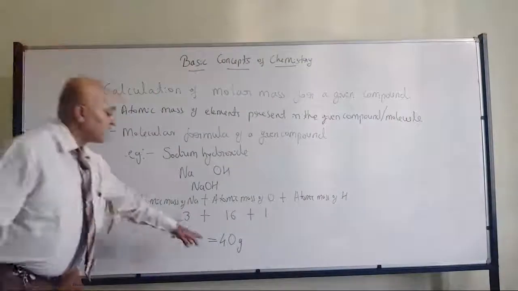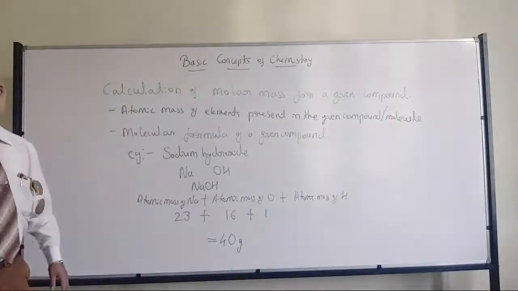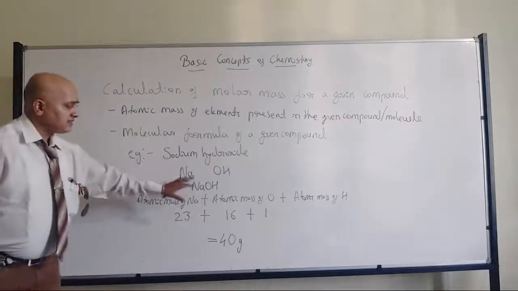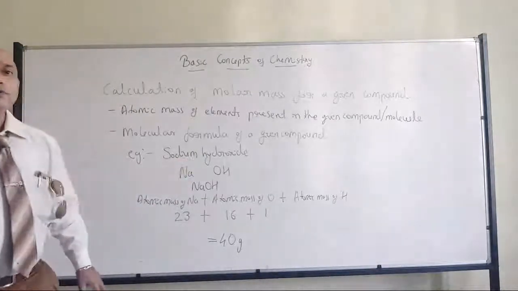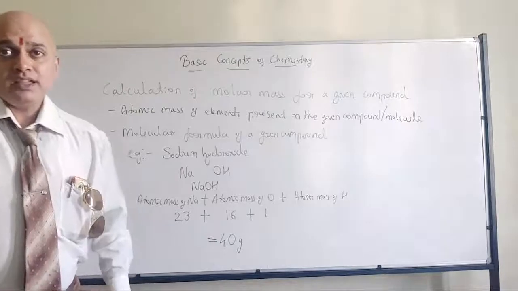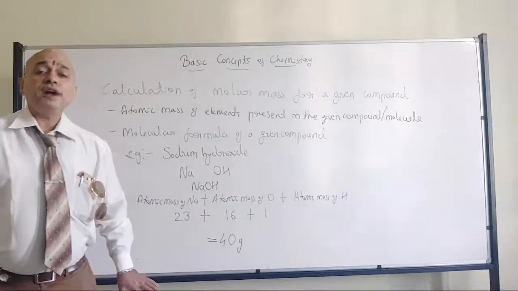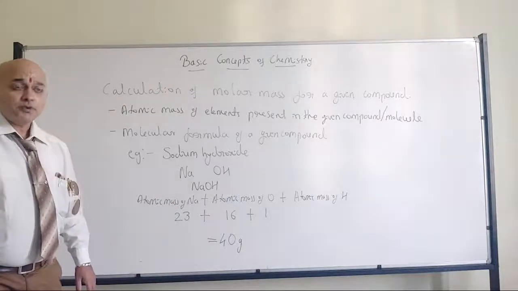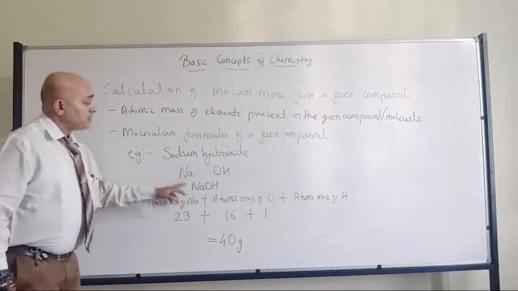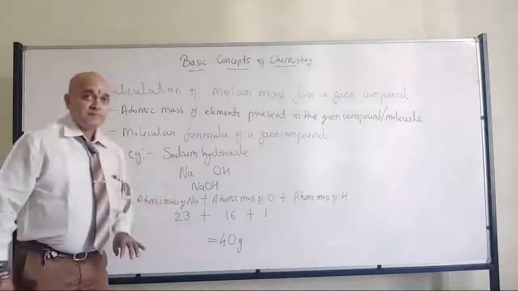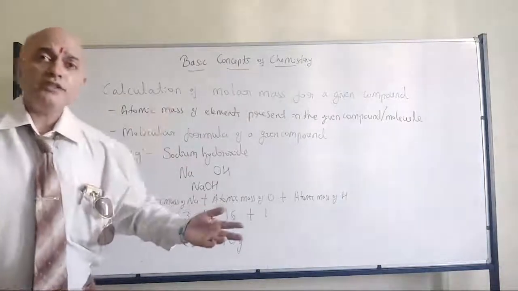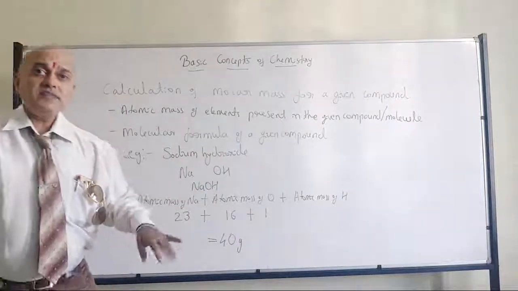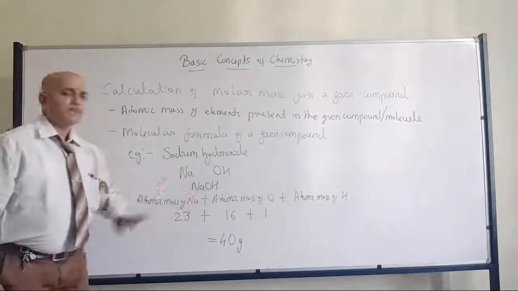So therefore the answer is 40 gram. Fine. So here, the given compound was sodium hydroxide. Now I have to find out the molar mass of this particular compound. So how to do that? First thing I should write the formula. If they have given the formula in the question, no need to worry. Otherwise, first thing I should write the formula.